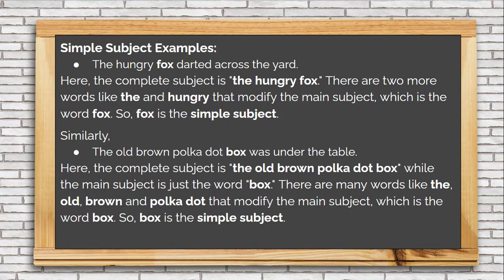Similarly, the old brown polka dot box was under the table. Here, the complete subject is the old brown polka dot box, while the main subject is just the word box. There are many words like the, old, brown, and polka dot that modify the main subject, which is the word box. So, box is the simple subject.